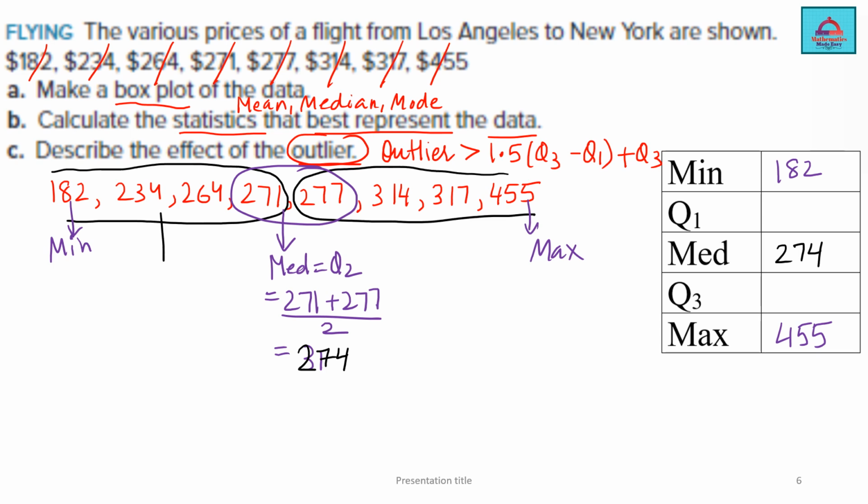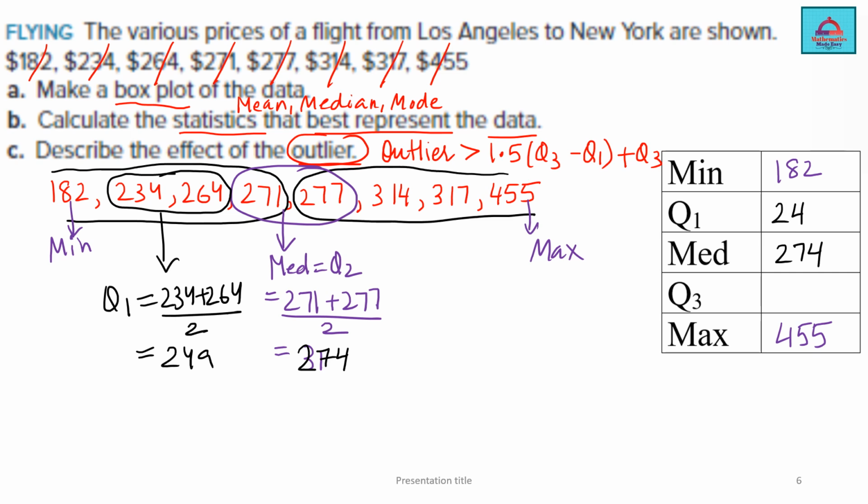Now let's go to Q1, which is the median of the lower half. So 1, 2, 3, 4. There are 4 numbers. So the median of the 4 numbers is going to be in the middle. So these 2 numbers I'm going to take. 234 plus 264 divided by 2. So this comes out to be 249.